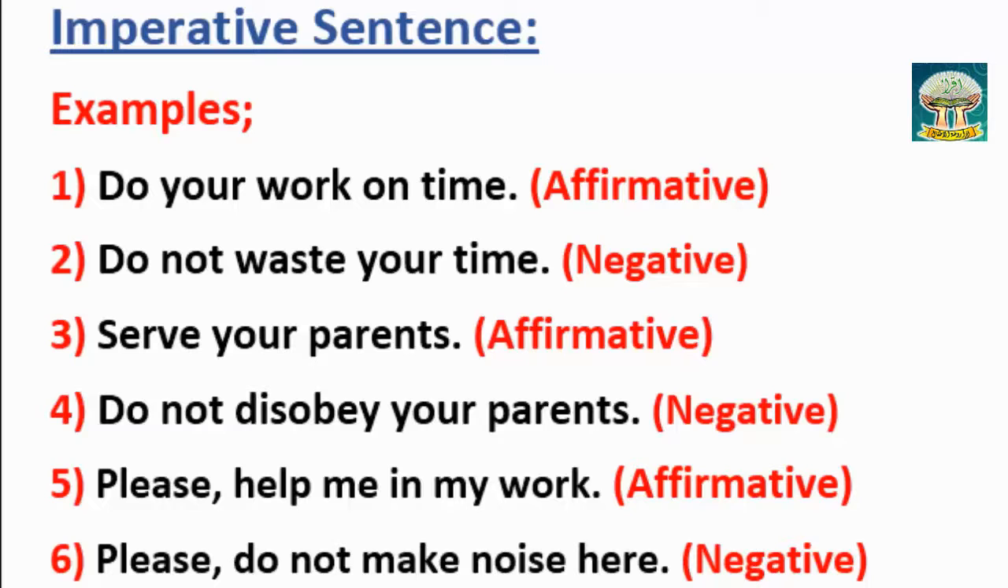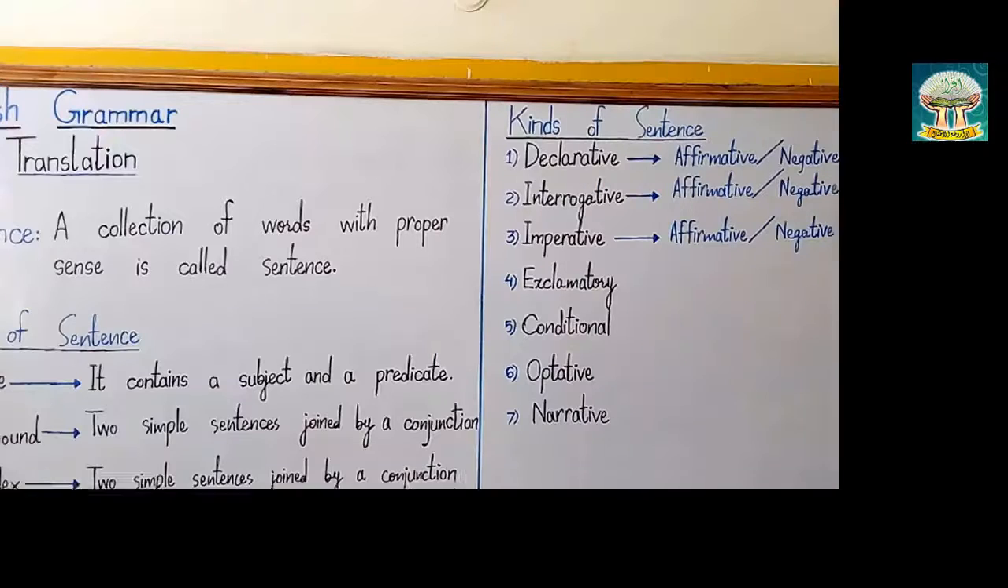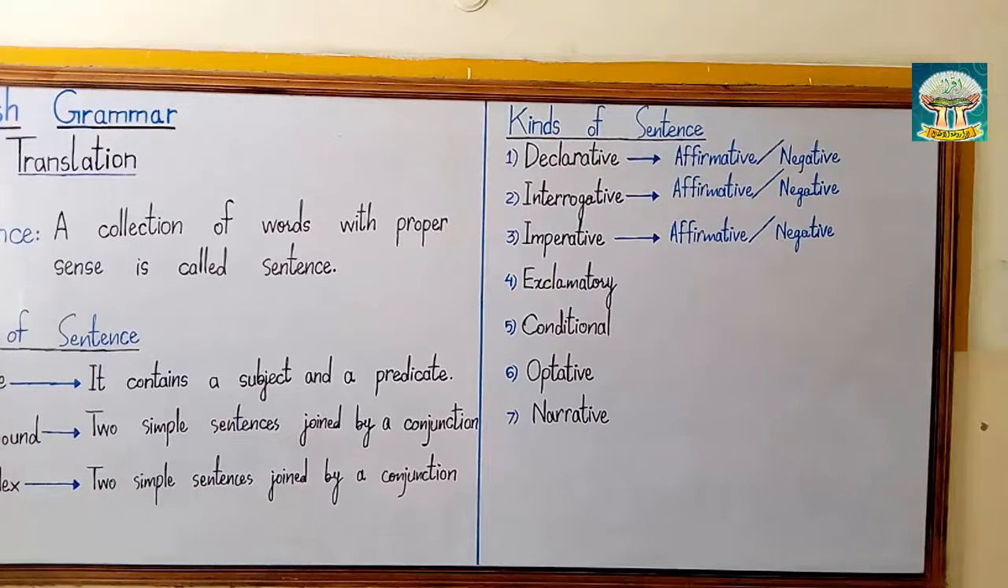Example number 5, please help me in my work. This is an affirmative imperative sentence. And example number 6, please do not make noise here. This is negative imperative sentence. Okay, my brothers, you know about declarative, interrogative and imperative sentences, that they can be affirmative and negative, and I have explained it to you through the examples.